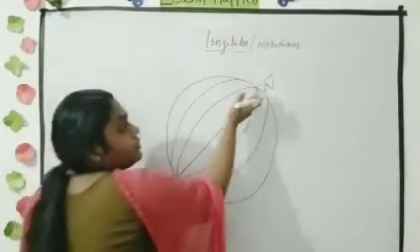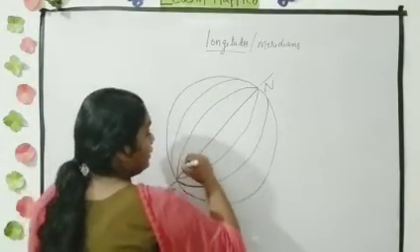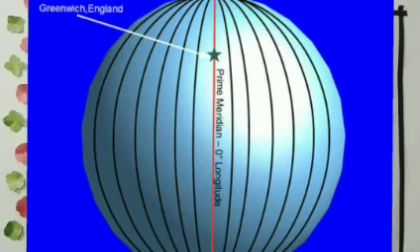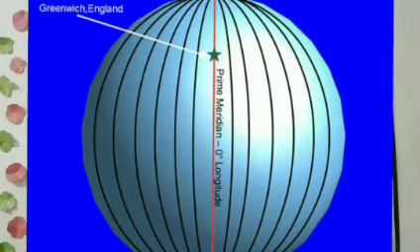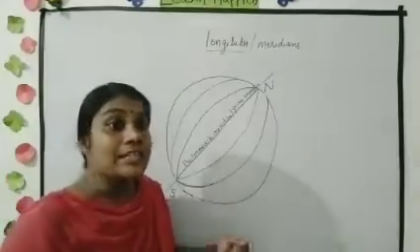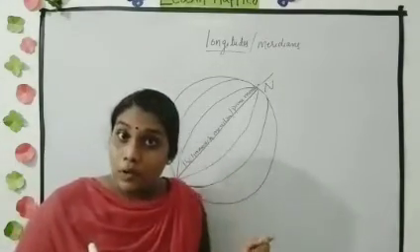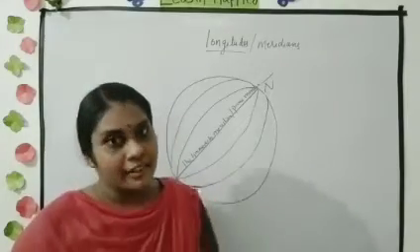is called the Greenwich meridian or prime meridian, and it is also called 0-degree longitude. Okay, here students, this longitude is the basis for calculating international standard time.